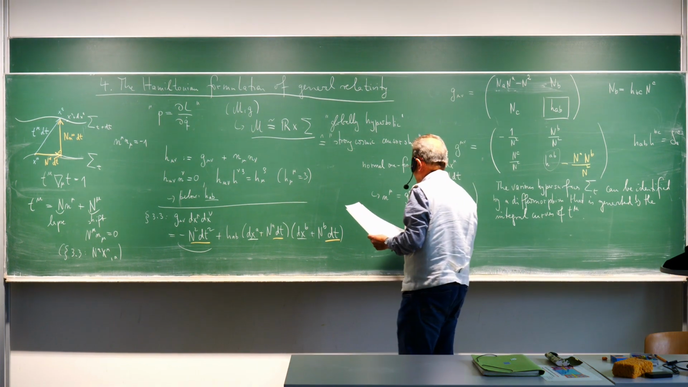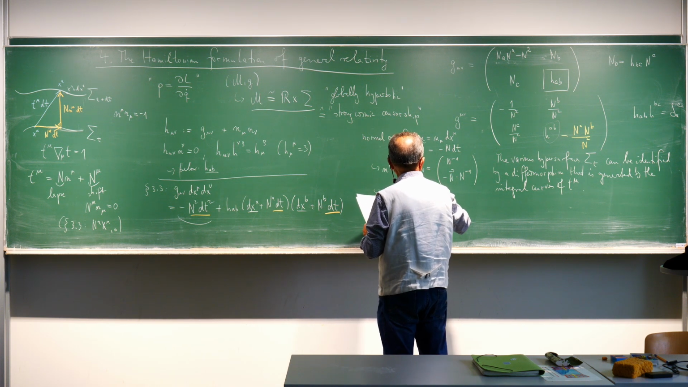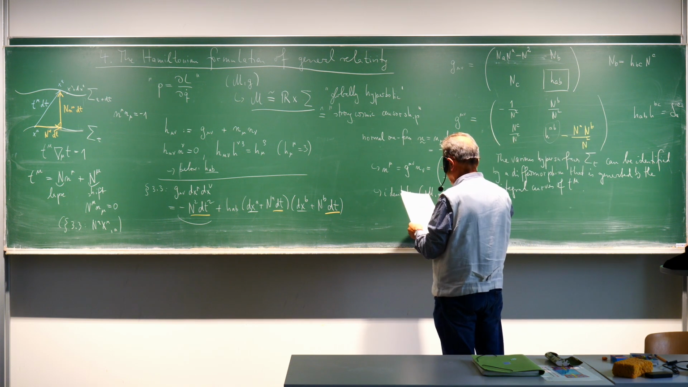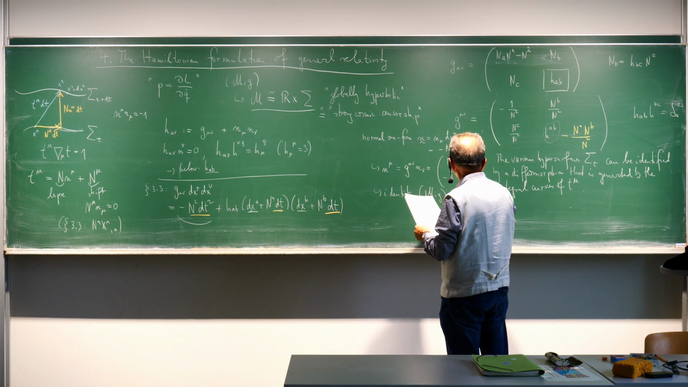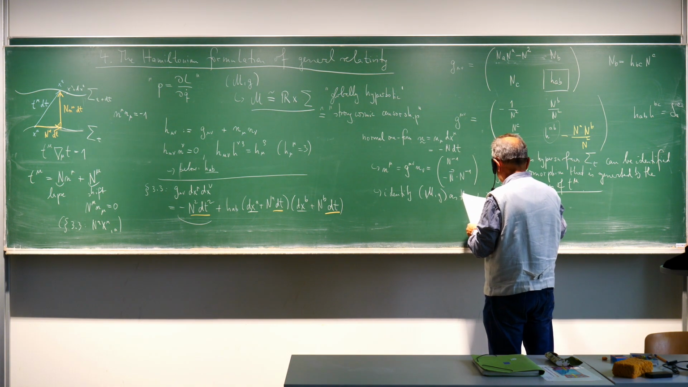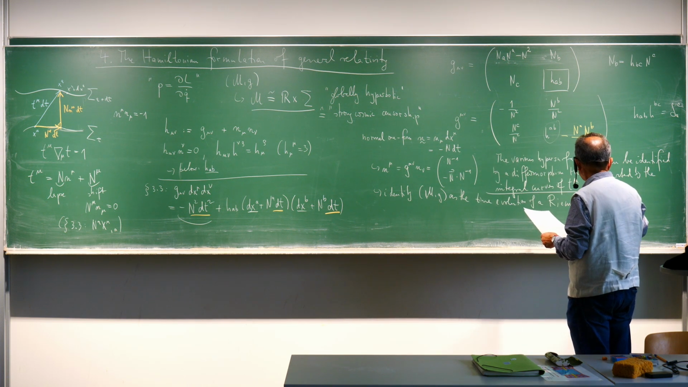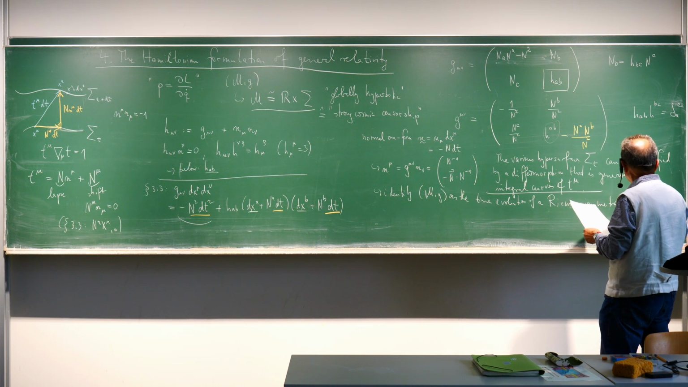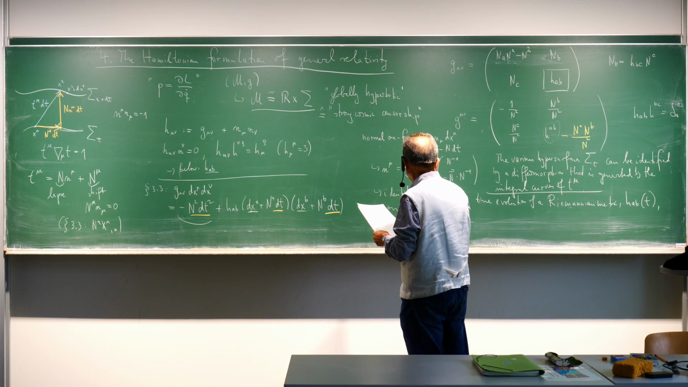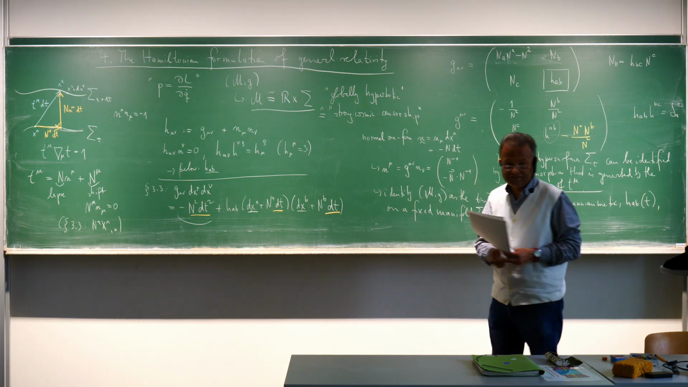So identify M over G, which is globally hyperbolic, otherwise this would not work, as the time evolution of a Riemannian metric h_ab of t on a fixed manifold sigma. That's the picture.